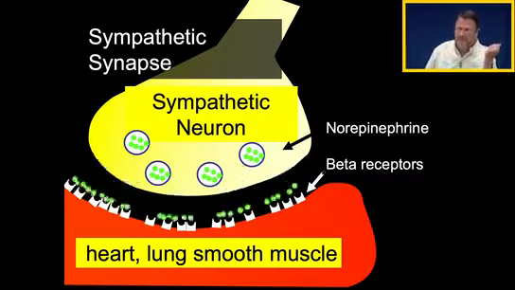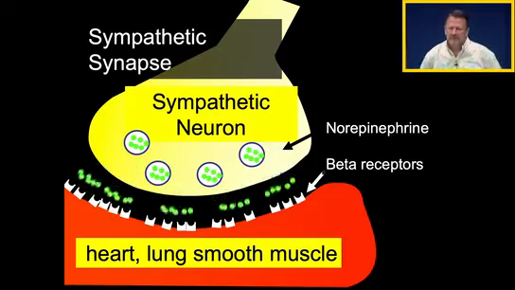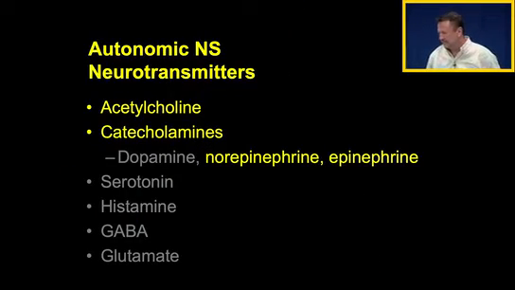All right, well, if we're talking about the heart or lung smooth muscle, we'll talk about beta receptors. And again, the neurotransmitter being released into the synapse is norepinephrine. So for 2.2 autonomic pharmacology, this is all the neurotransmitters you will need to know. Acetylcholine, parasympathetic nervous system. Catecholamine, sympathetic nervous system. All right, so after 34 minutes, the next lecture really just comes down to this right here, acetylcholine and the catecholamines.